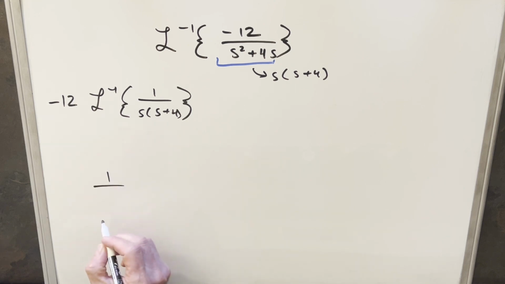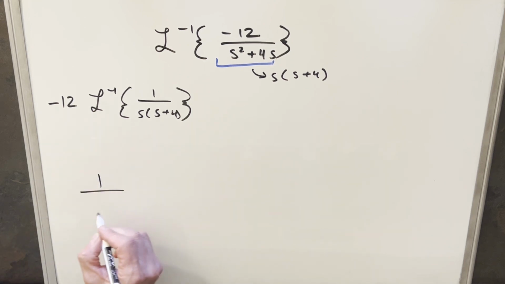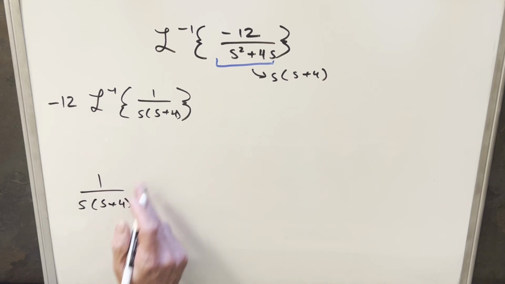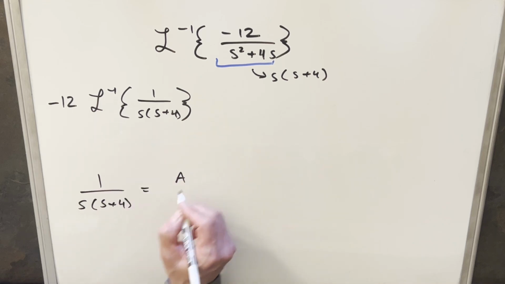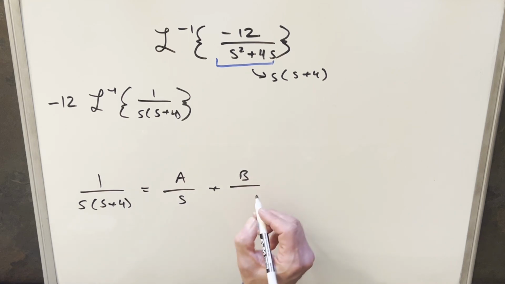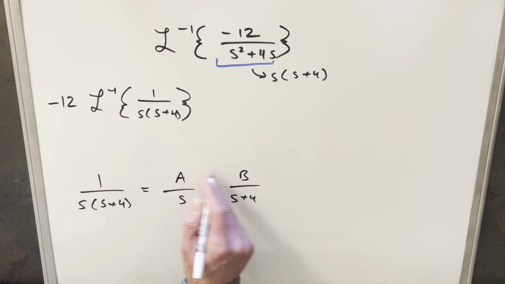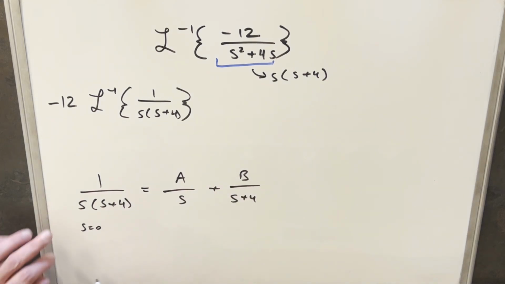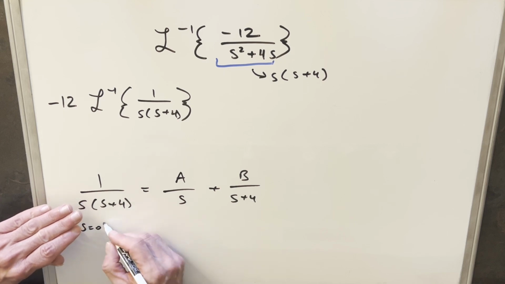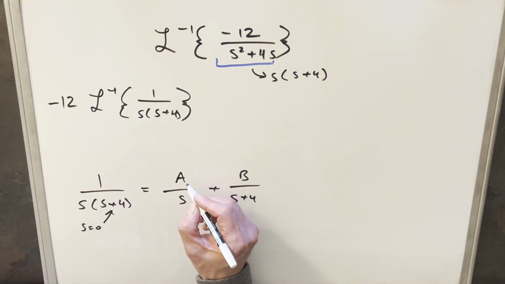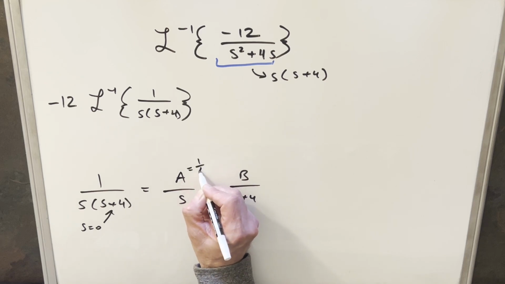So how am I going to set this up? We'll write it over here, and we can actually use the cover-up method on this. We're going to set our fraction equal to a over s, and then the other part will be b over s plus 4, and we just need to solve for a and b. So for the first part, we'll set s equal to 0, but then we'll cover up the s and plug it in here. 0 plus 4 is just 4, so for this fraction, we're going to have 1 over 4. That's going to be our a value.